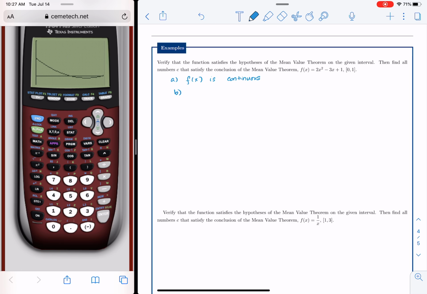Now, f prime of x is 6x minus 3. Now, f of a, where a is 0, is 2 times 0 squared minus 3 times 0 plus 1, I get 1. F of b is equal to f of 1, which is 2 times 1 squared minus 3 times 1 plus 1. 2 minus 3 plus 1, I get 0.